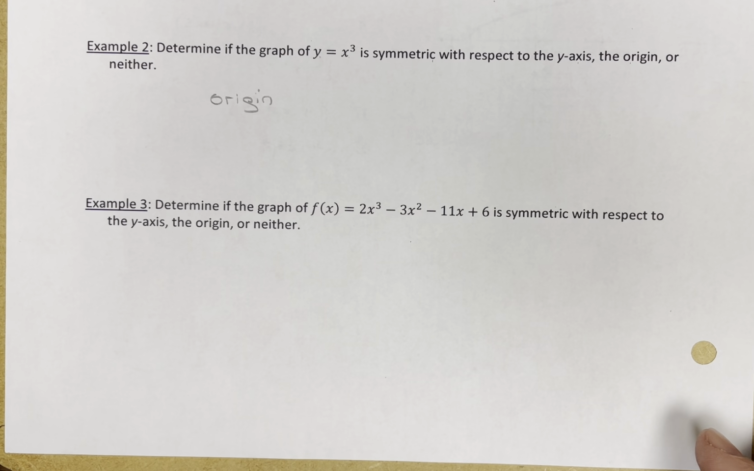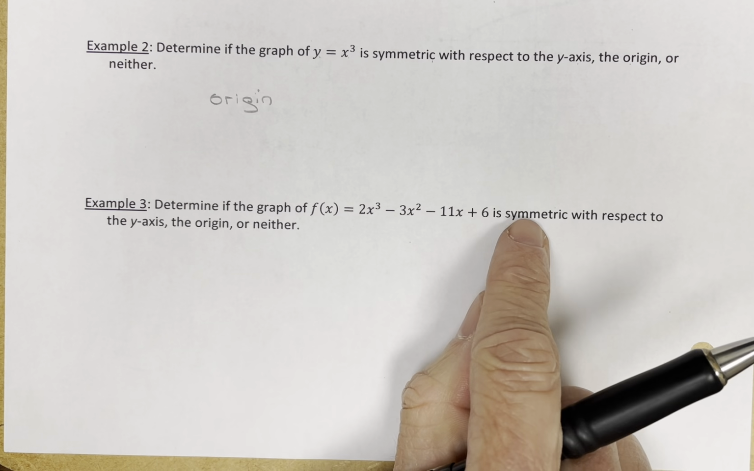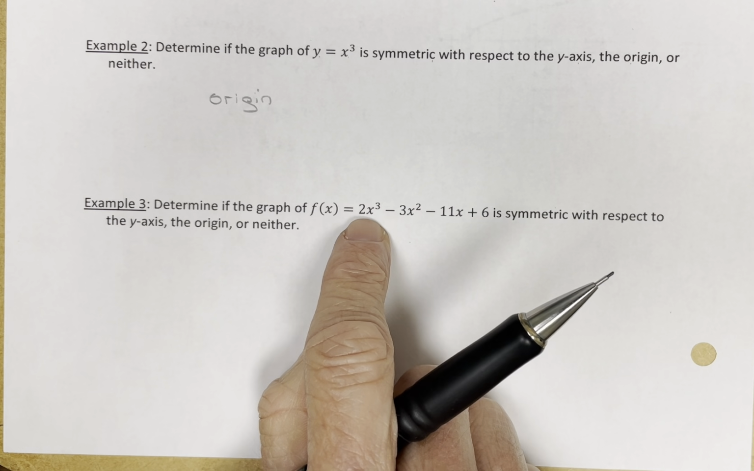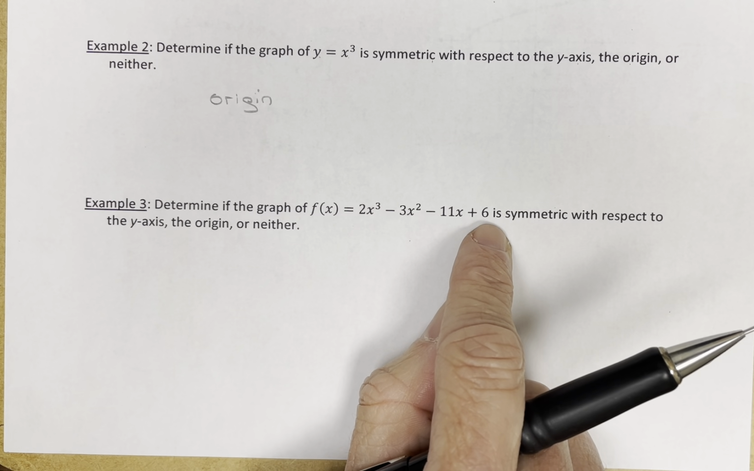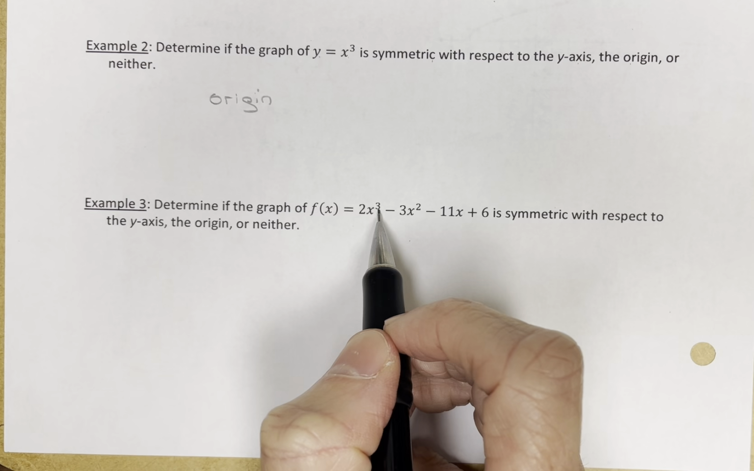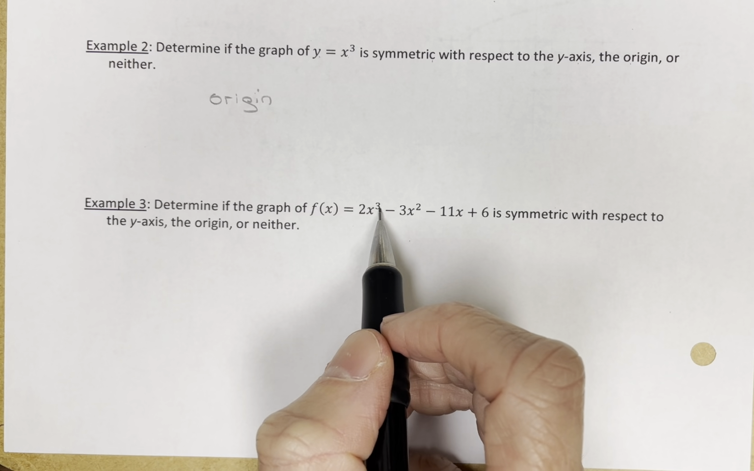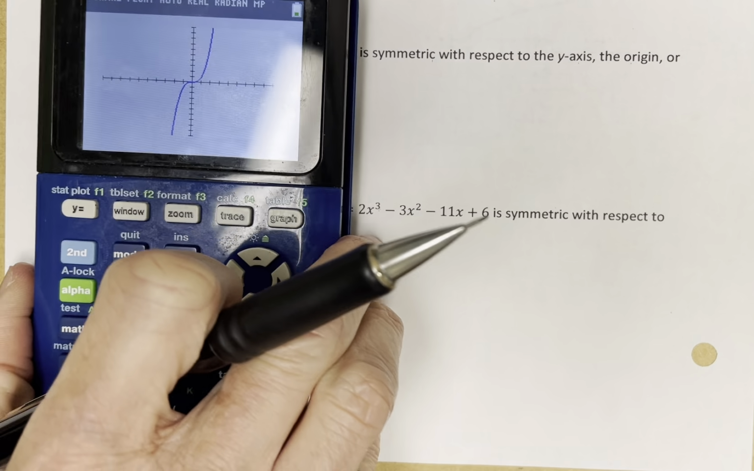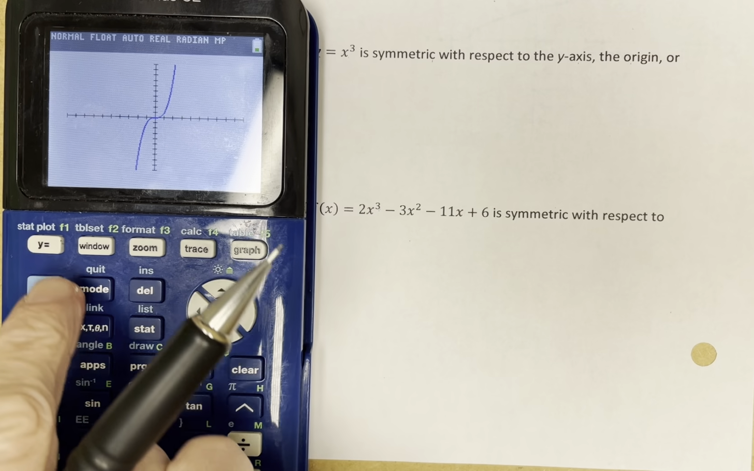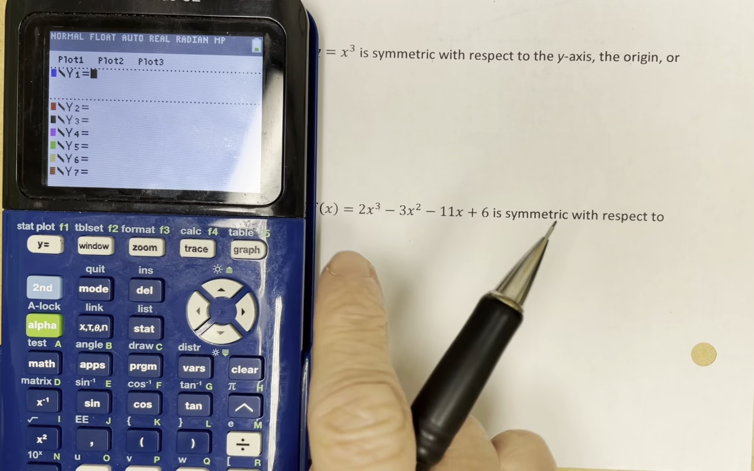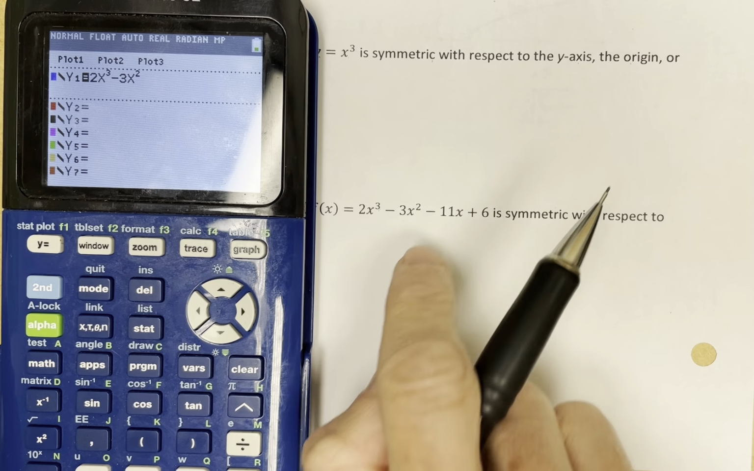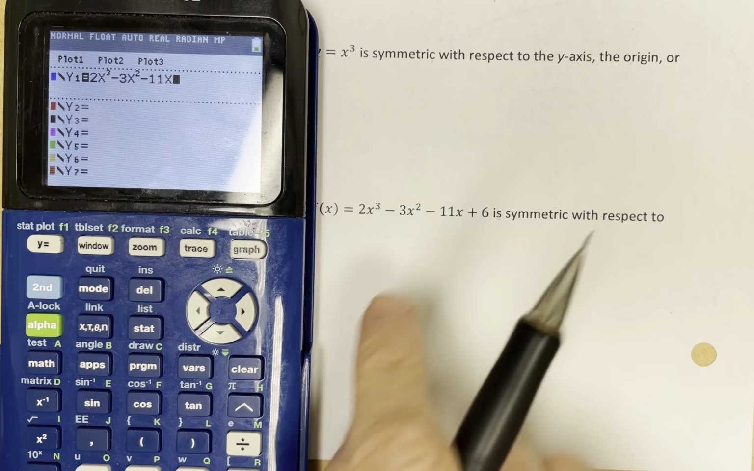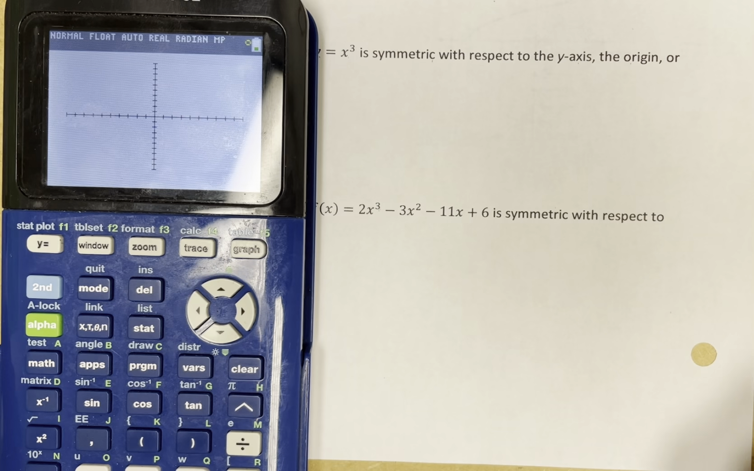Okay, last one. How about this graph, which is 2x cubed minus 3x squared minus 11x plus 6? This is a third degree polynomial. We'll learn about that coming up. Let's see if it's symmetric or not. I'll go back to y equals and clear out. Now I need to put in 2x cubed minus 3x squared minus 11x plus 6, and I'll press graph.